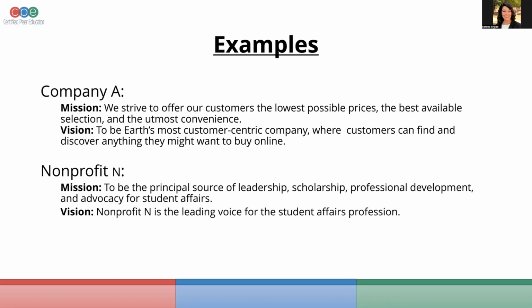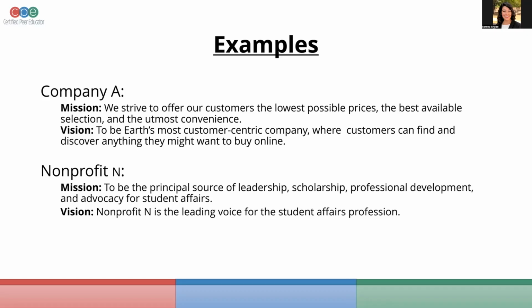So this gives some examples. Company A: we strive to offer our customers the lowest possible prices, the best available selection, and the utmost convenience. And the vision is to be the Earth's most customer-centric company where customers can find and discover anything they might want to buy online. This may be a nonprofit mission: to be the principal source of leadership, scholarship, professional development, and advocacy for student affairs. And then our vision for a nonprofit could be: Nonprofit N is the leading voice for the student affairs professionals. So that's just some different examples.